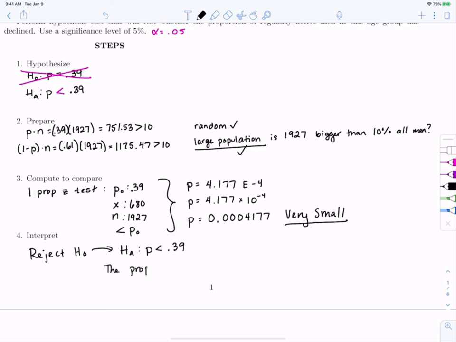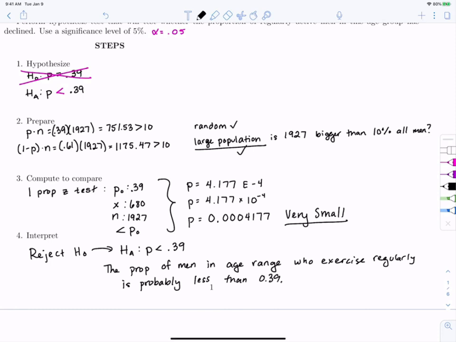So the proportion of men in that age range who exercise regularly is probably now less than 0.39. I don't know what it is. I can't say how small it is. All I can say is that it is probably less than 0.39.